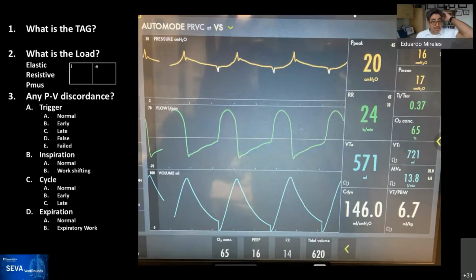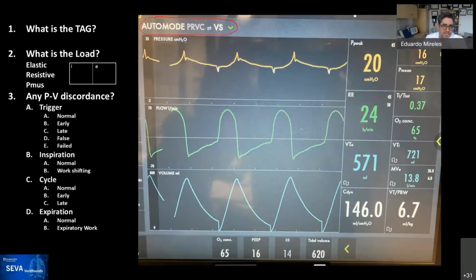Alrighty. Well, let's give it a go. I'll read it with all of you together, and we'll go through it. So, what is the tag? And remember, that's what we're trying to describe. Obviously, you can see on top here the brand name, which says Auto Mode PRVC volume support.